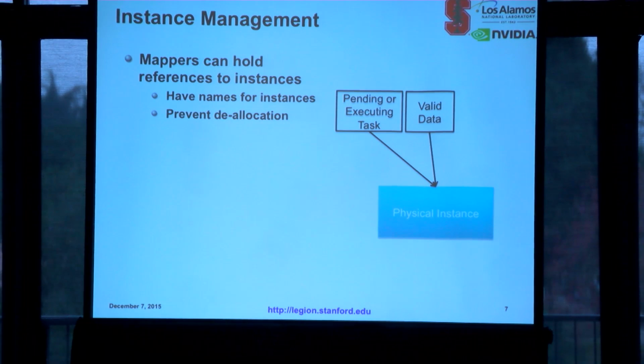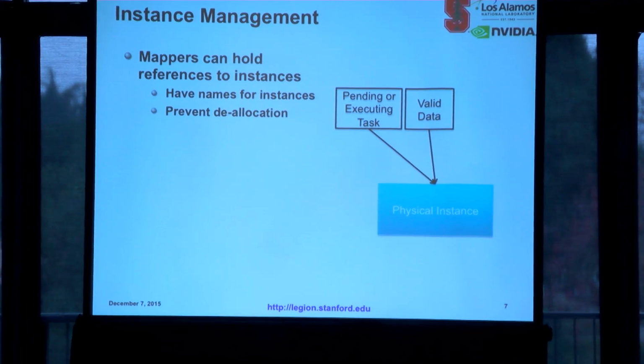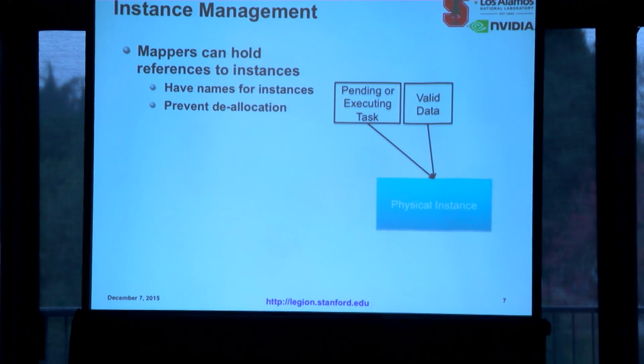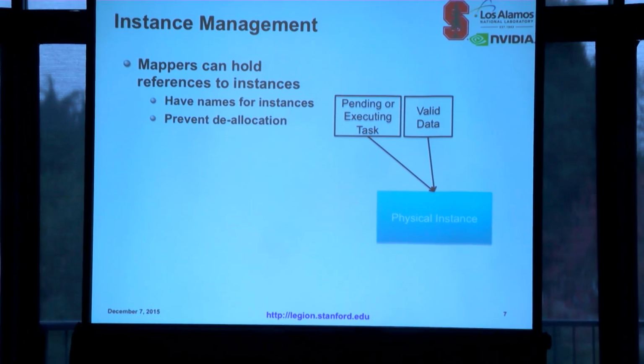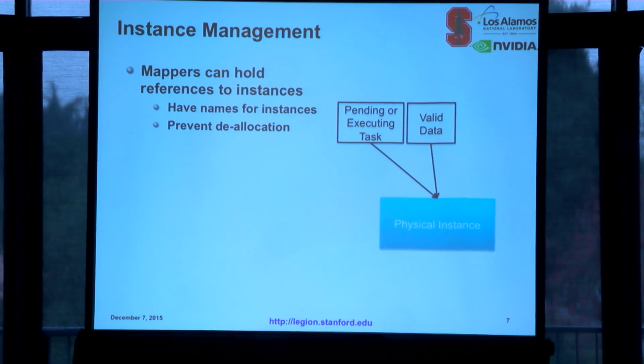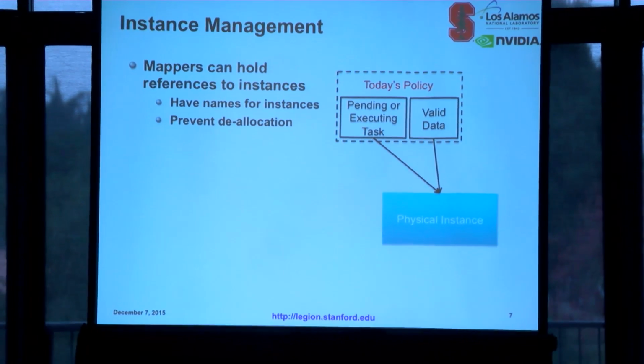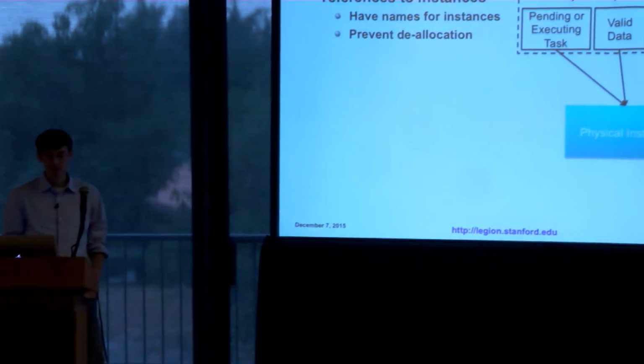And second, if it contains valid data, and what that means is the most recent copy of a piece of data, we don't collect those instances either, because we're going to possibly need to reuse it or issue a copy to move that data somewhere else a little later. So that's effectively today's policy for reclamation. As long as you have one of those two kinds of references, you get to keep your instance around.